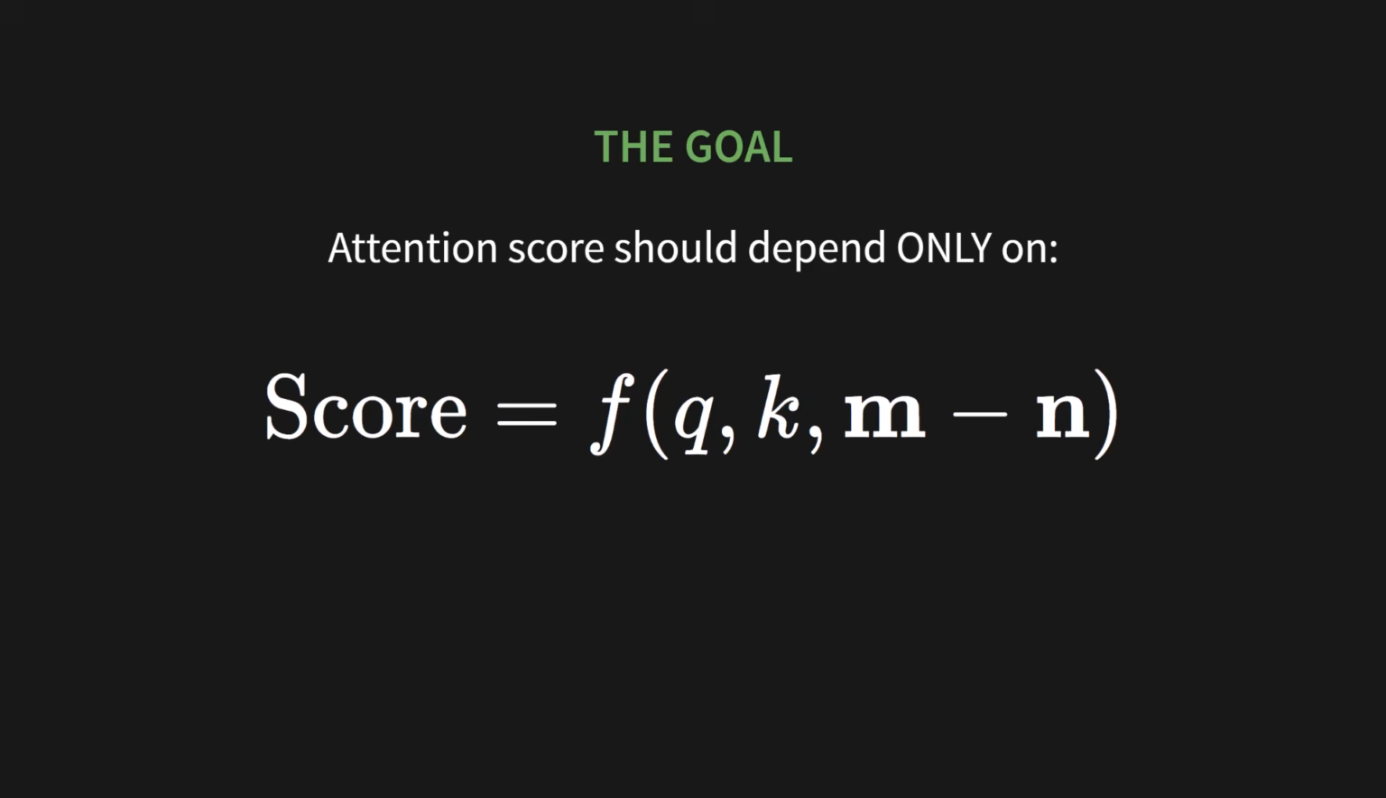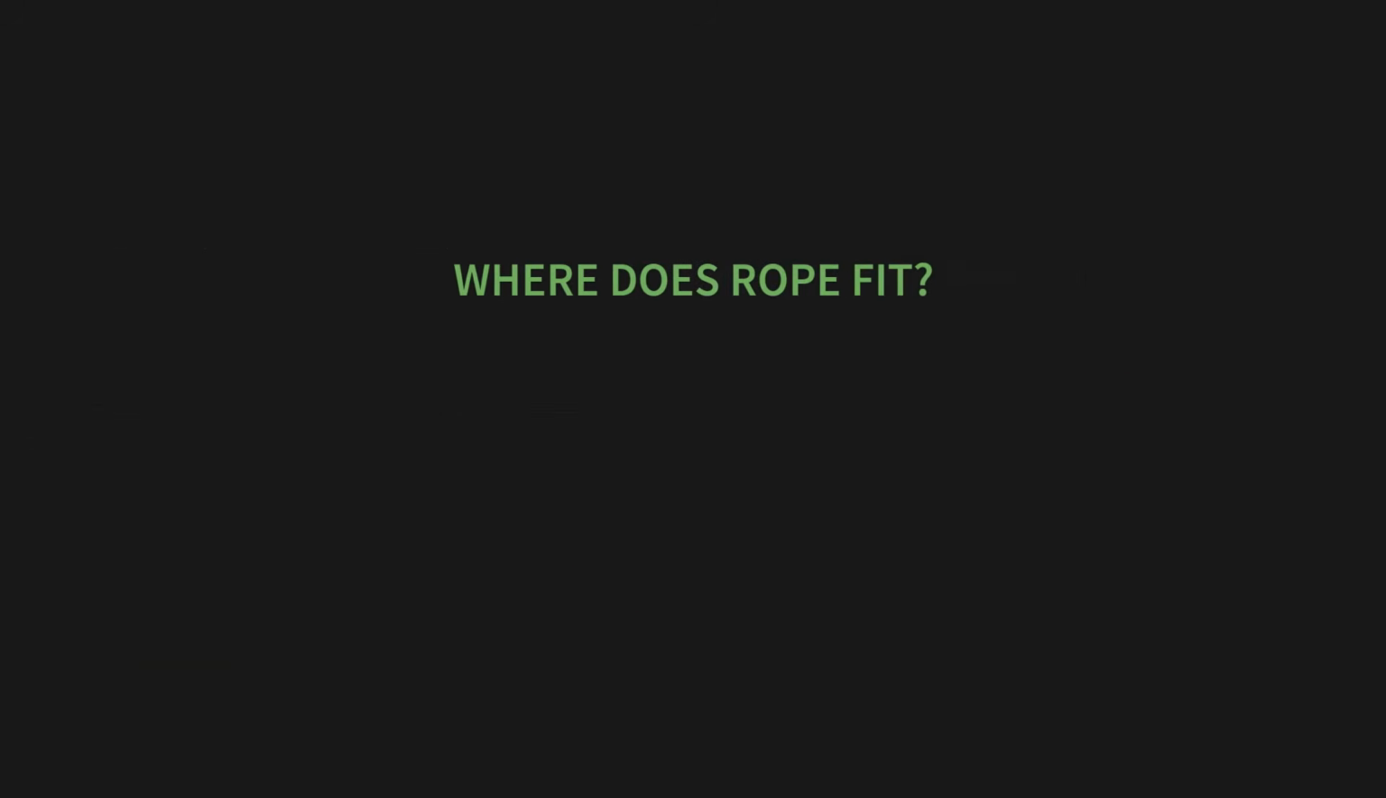So what's the goal? What's the dream system we're trying to build? The attention score between two words should depend only on two things: their content, represented by the query and key vectors q and k, and their relative distance, which we can write as m minus n. The final score should not depend on the absolute positions m and n separately. That's the key. So where does RoPE fit into all this?